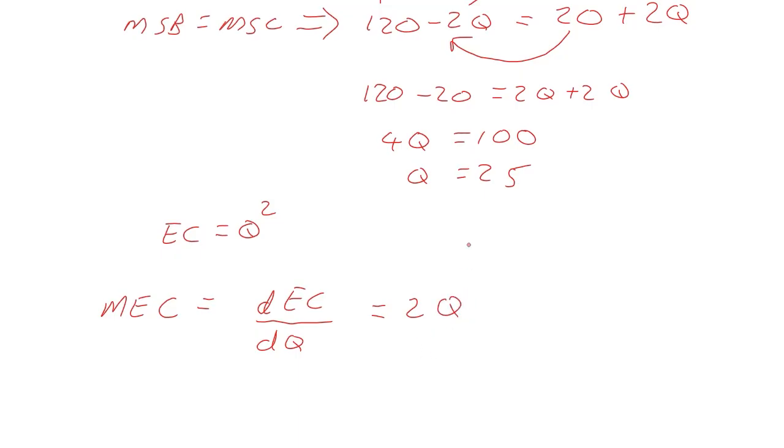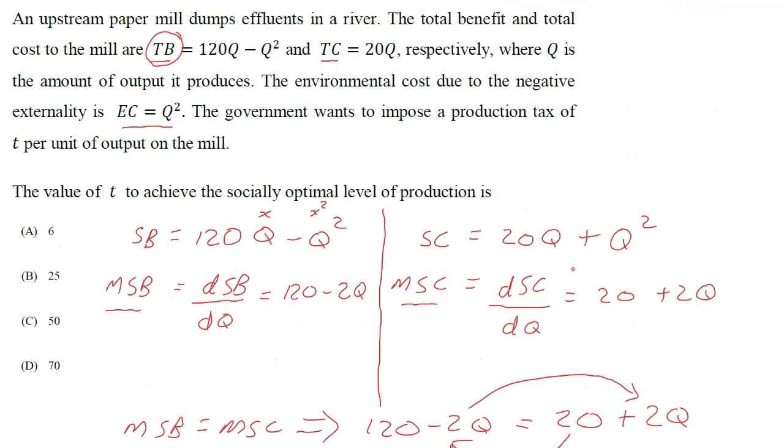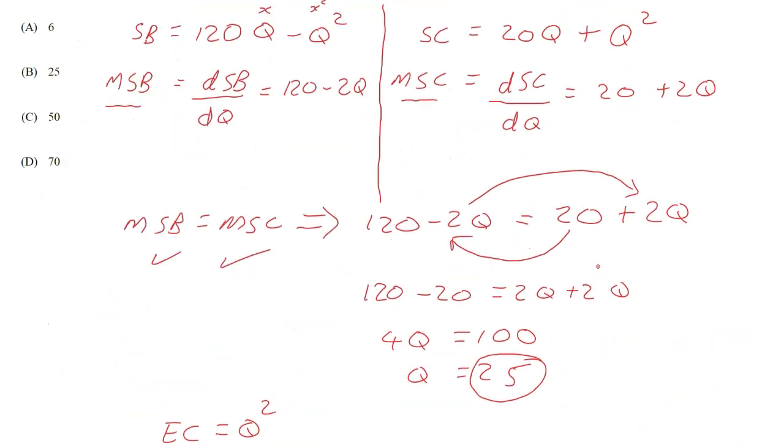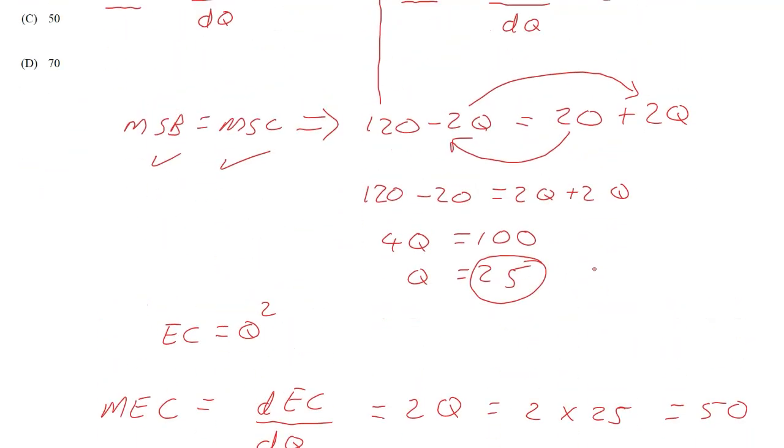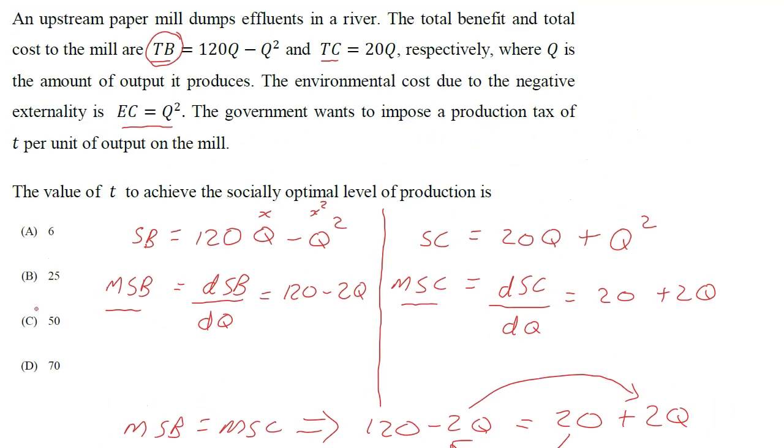Now I know the value of Q where social benefit is equal to social cost, and that is 25, which I'm going to substitute into this equation. So it's going to be 2 into 25, which is equal to 50. So what we have over here is the amount that we need to tax in order to ensure that the amount produced is at the socially optimal level. Our answer is 50, which is option C.